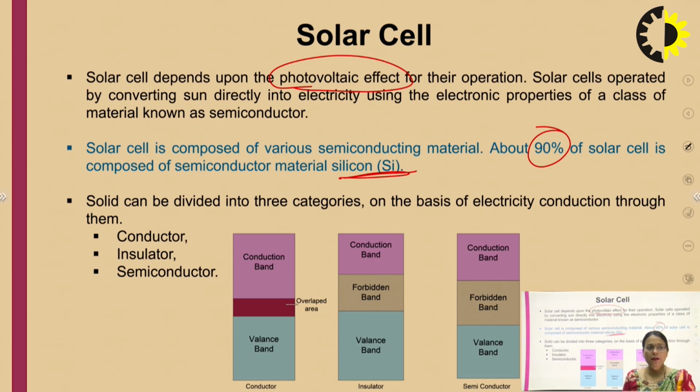Materials are divided into three categories on the basis of the conduction of electricity flowing through them. These are the three types: the conductor, the insulator and the semiconductor.